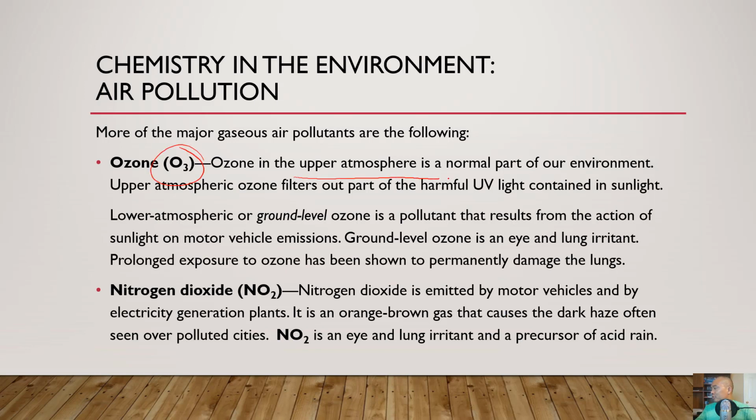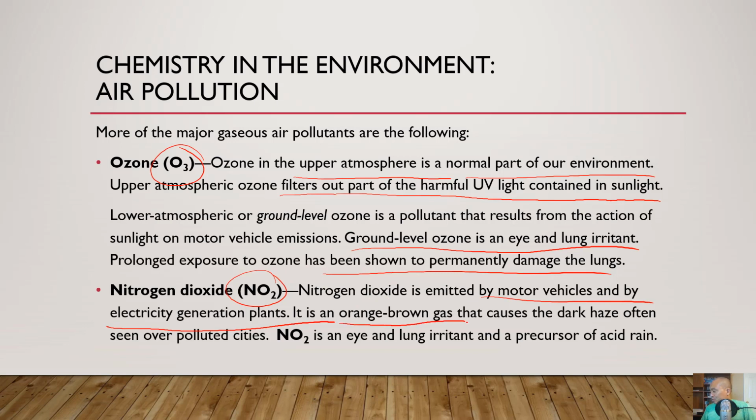Ozone in the upper atmosphere is a normal part of our environment. Upper atmospheric ozone filters out part of the harmful UV light contained in sunlight. However, ground level ozone is an eye and lung irritant. Prolonged exposure to ozone has been shown to permanently damage the lungs. Nitrogen dioxide is emitted by motor vehicles and by electricity generation plants. It's an orange-brown gas that causes the dark haze often seen over polluted cities.